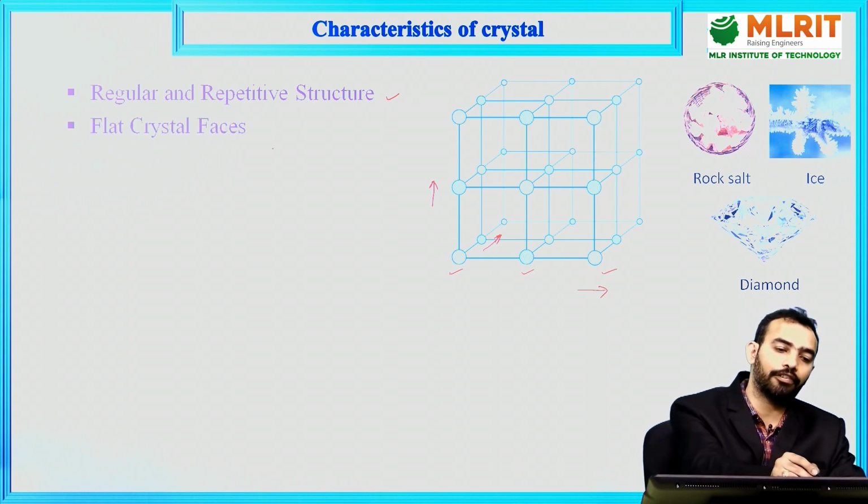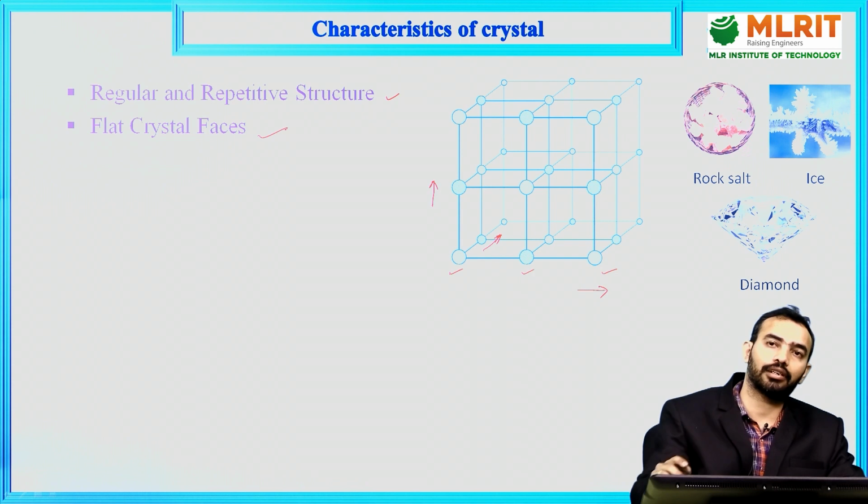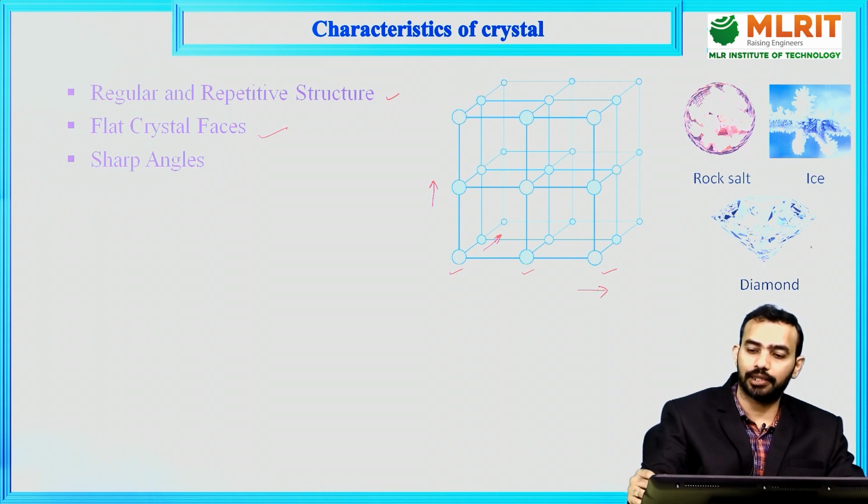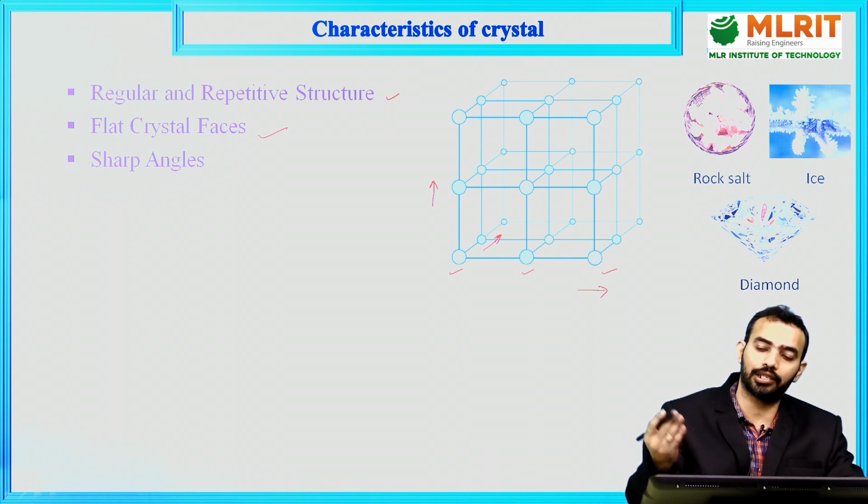Then it has flat faces, crystalline faces. Then it has sharp angles, as you can see in the example also. If you look at the diamond, this is one of the faces, and this is another face, and this is another face. All these are flat faces, but they have sharp angles between one another.